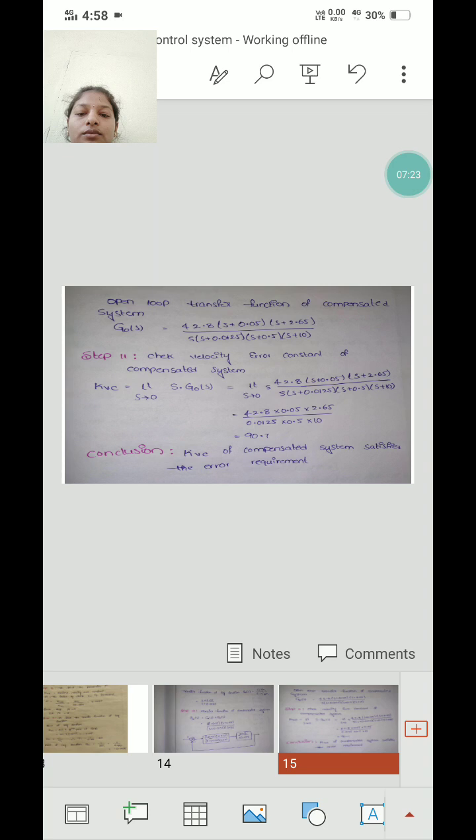Next, we go through the open loop transfer function of the compensated system. G0(s) is equal to 42.8 into (s + 0.05) into (s + 2.65) by s into (s + 0.0125) into (s + 0.5) into (s + 10). Next, step 11. Check the velocity error constant of the compensated system. Kvc is equal to limit s tends to 0 of s into G0(s), which is equal to 90.7.